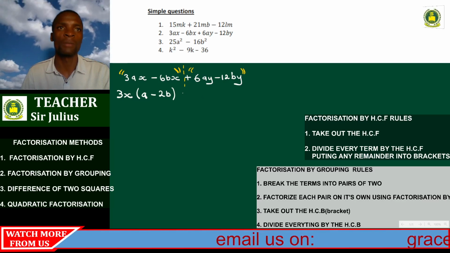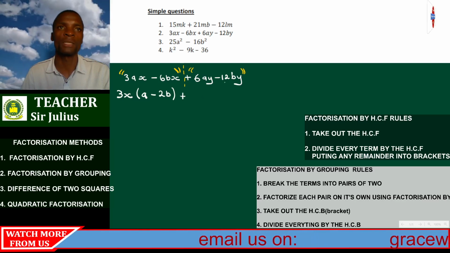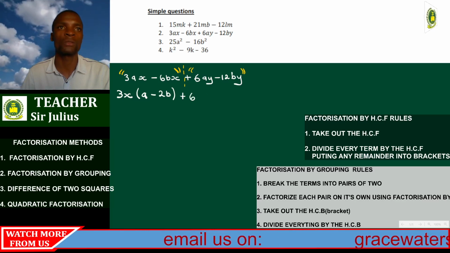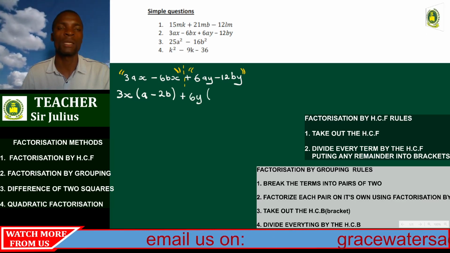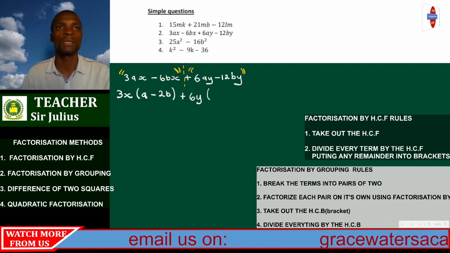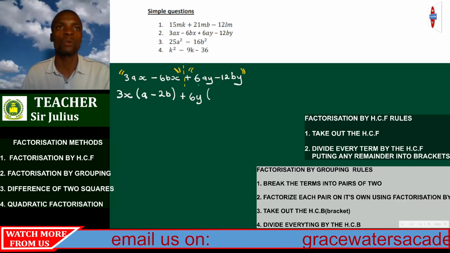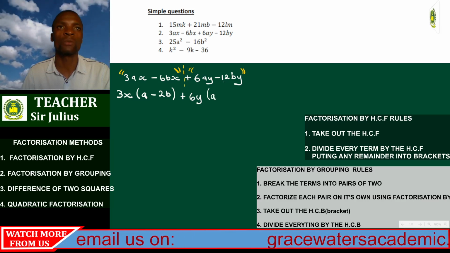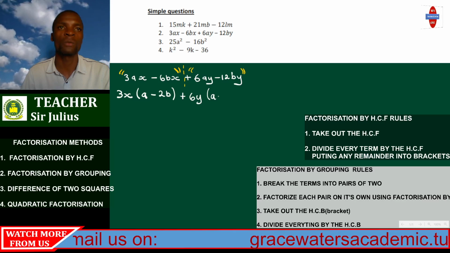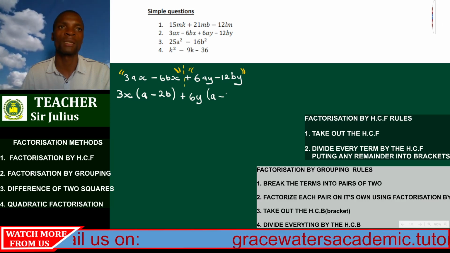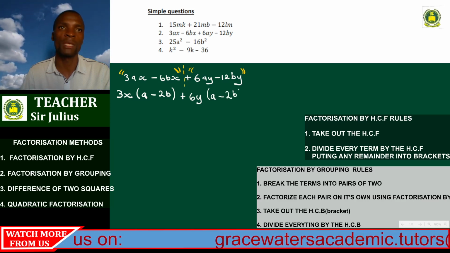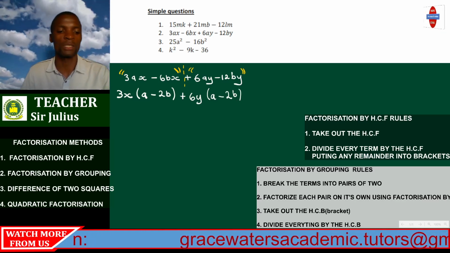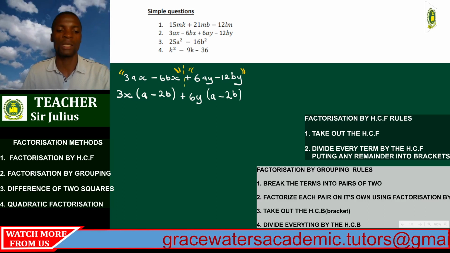All right, we bring down the positive sign here. We see that 6 can get into both, and y is also in both. Okay, we open the bracket. Now 6y into 6ay, we are left with a. And then 6y into minus 12by, we are left with minus 2b. This is factorization using the rule of factorization by HCF on each of the pairs.